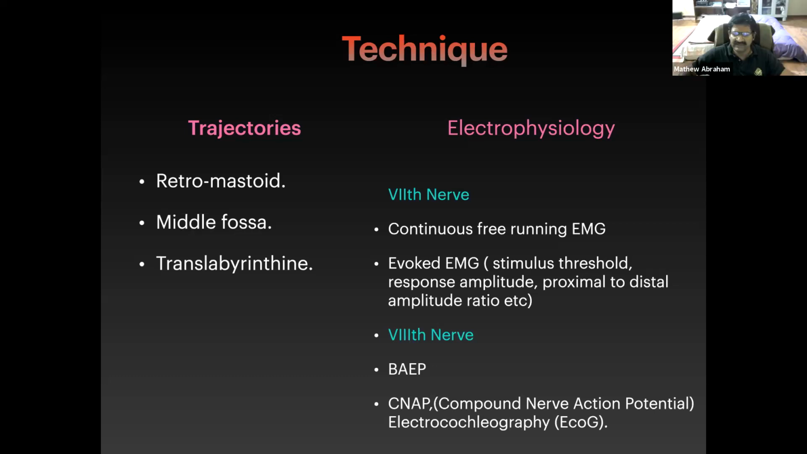There are the short field measurements where you get a larger volume of information and the latency period is less. There is a compound nerve action potential where you directly get responses from the eighth nerve, and the electrocochleography, otherwise called the ECOG. These two have a much higher amplitude, but also have certain pitfalls.